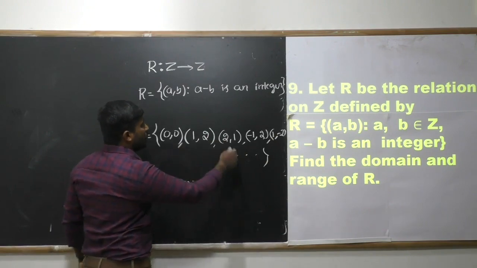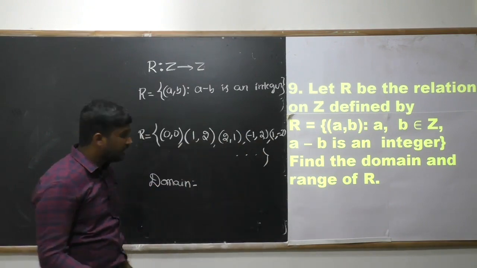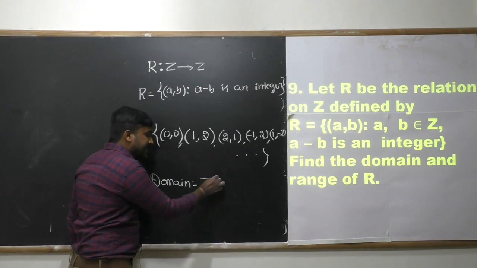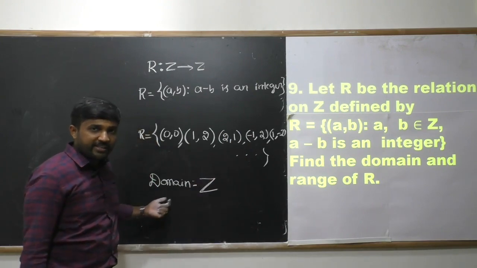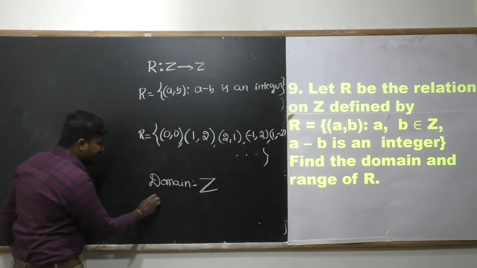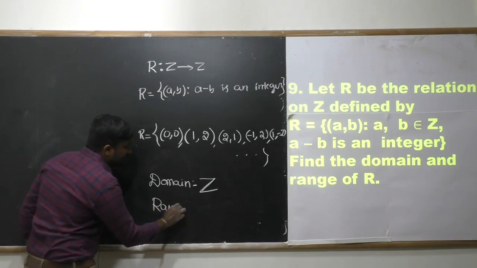0, 1, 2, -1, -2, etc. It means set of integers only. Domain is set of integers. What is the range? Range is also integers.